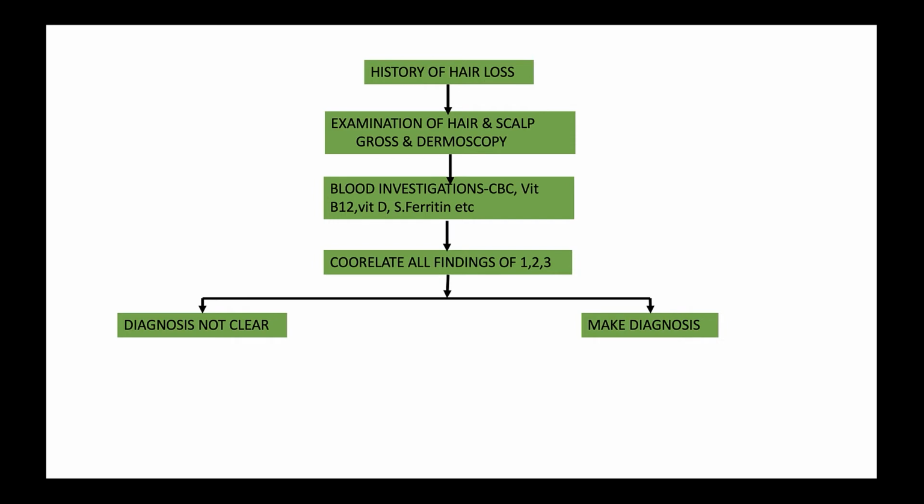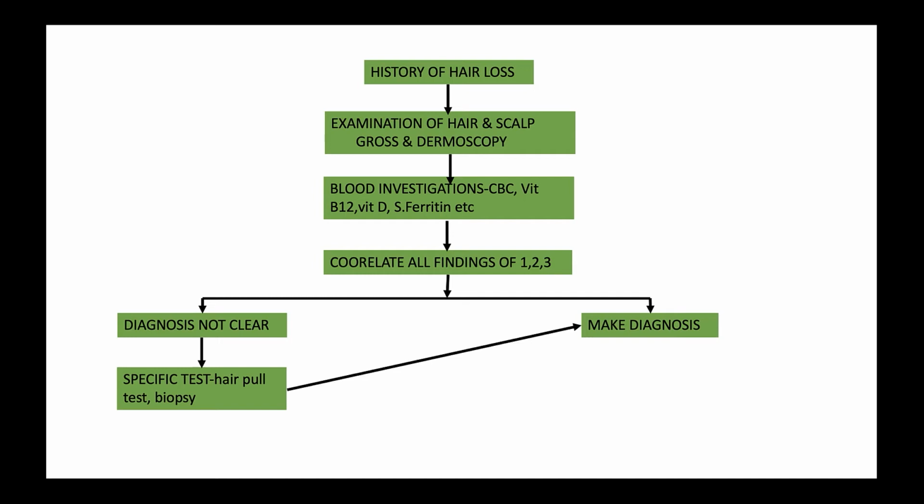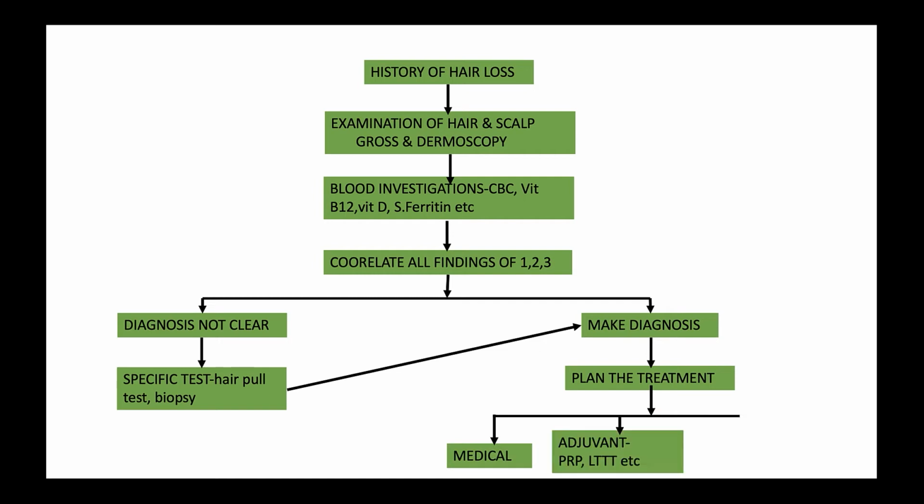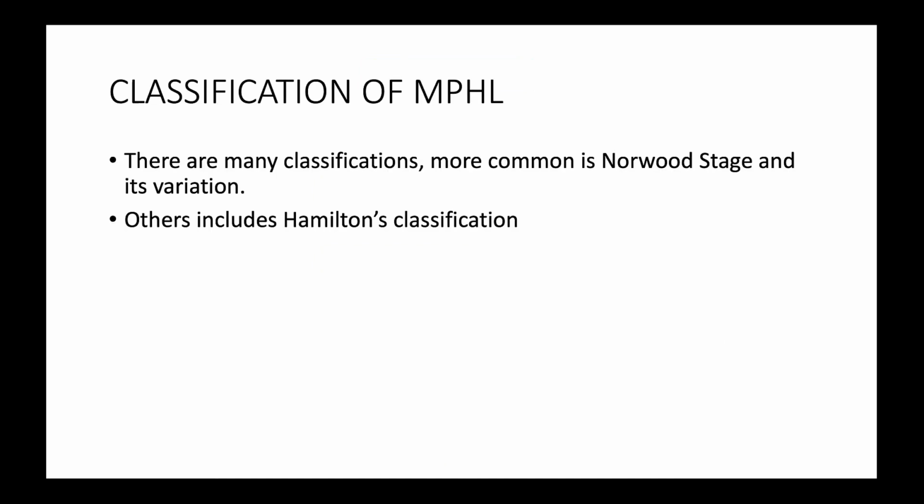But sometimes it may not be clear, then advise specific tests like the hair pull test and the biopsy, especially when you are suspecting scarring alopecia. So the test result will finally make your diagnosis and then you start the treatment. It can be medical treatment, or adjuvant, means off-label treatment like PRP and low level laser therapy. And if needed, when there is a defined baldness and the hair loss gets stabilized, and the patient has taken the treatment, then after having the discussions, they are candidates who can undergo surgical treatment.